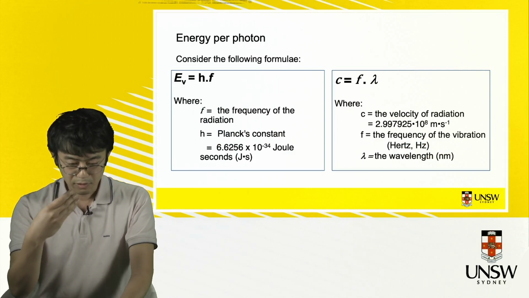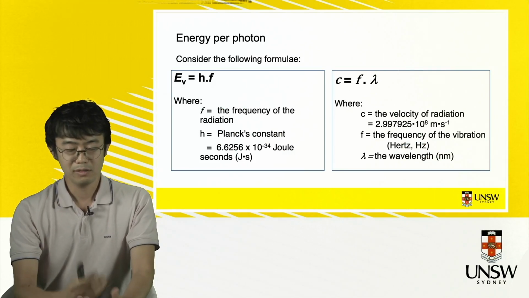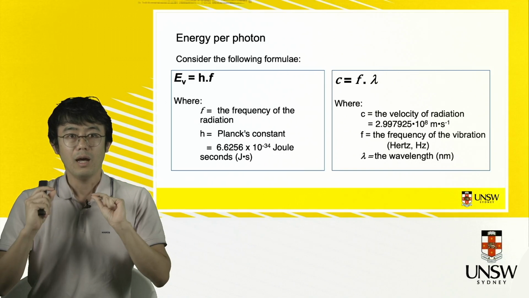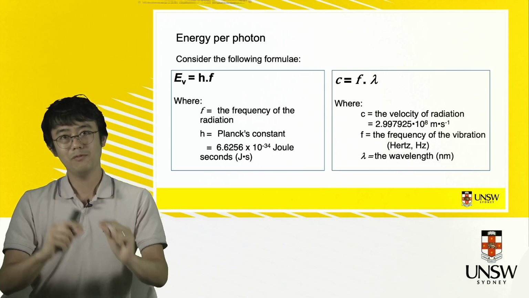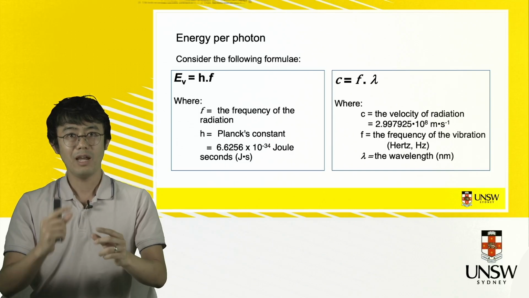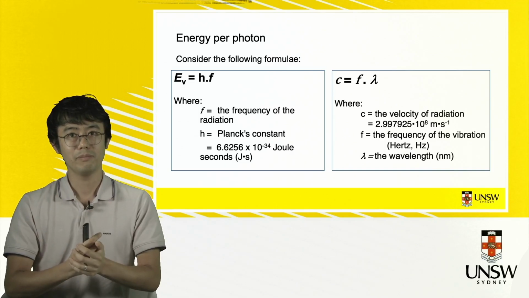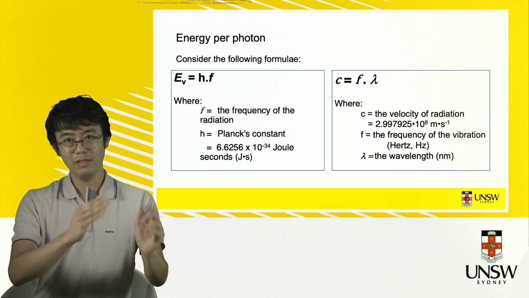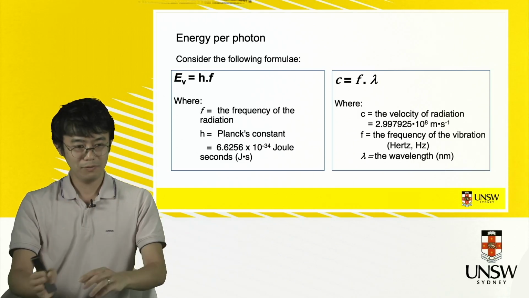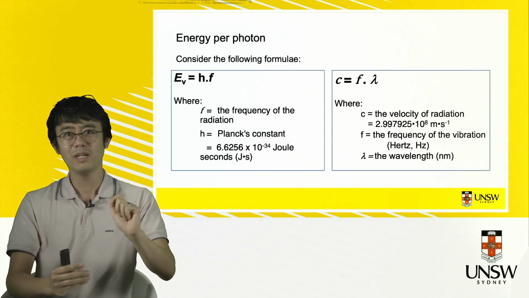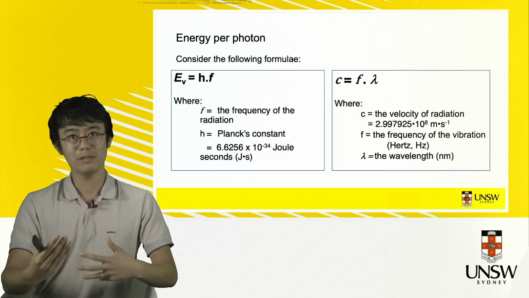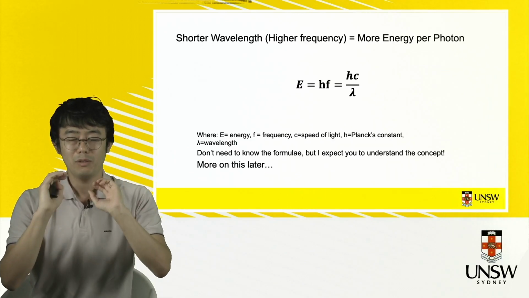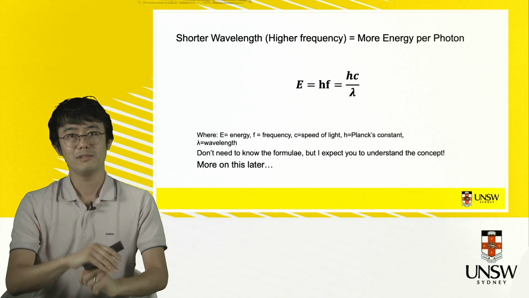The difference between X-ray and visible light is the amount of energy carried by each photon. X-rays carry more energy per photon than visible light, and that changes the frequency of the radiation. The frequency is related to the velocity and the wavelength, and the velocity is fixed at the speed of light. So if you change the frequency, you change the wavelength, and you change the energy level of the photon. Put the previous two formulas together, and you get this formula here.